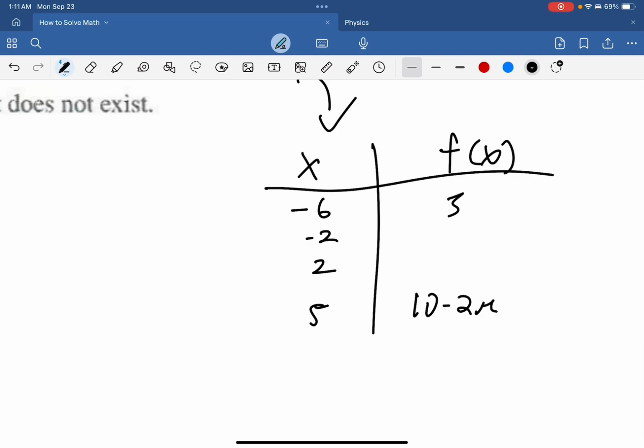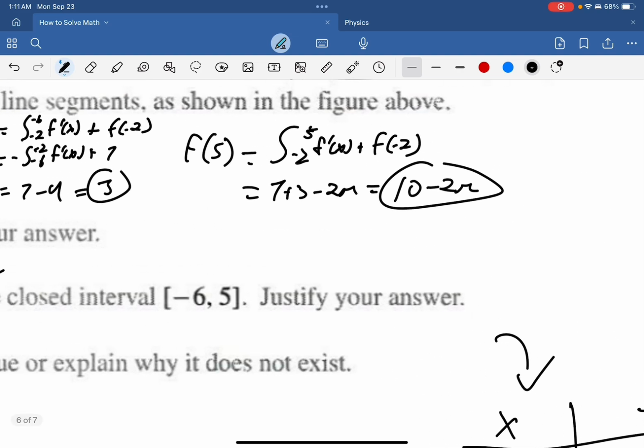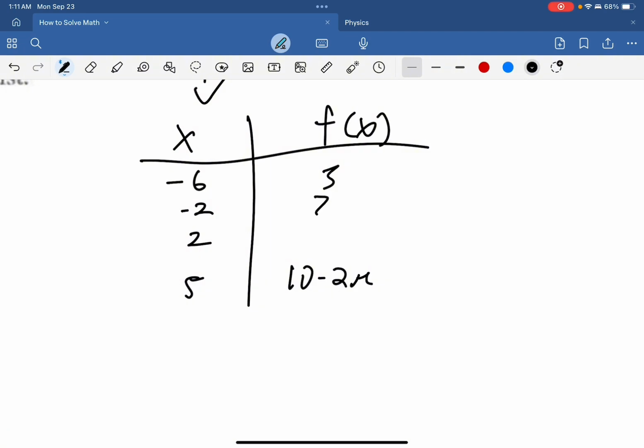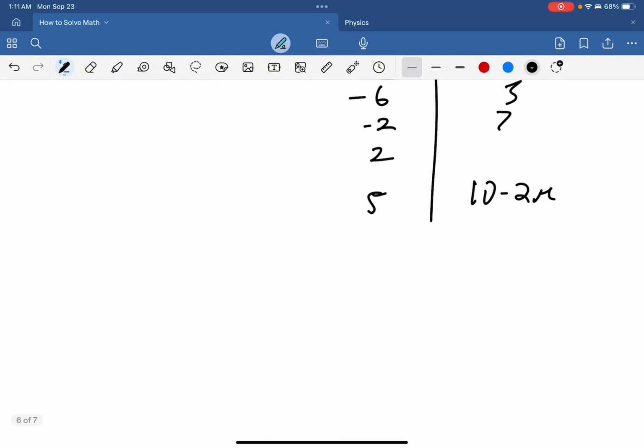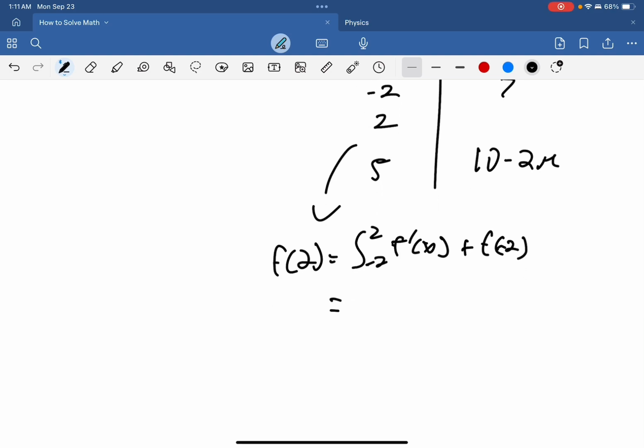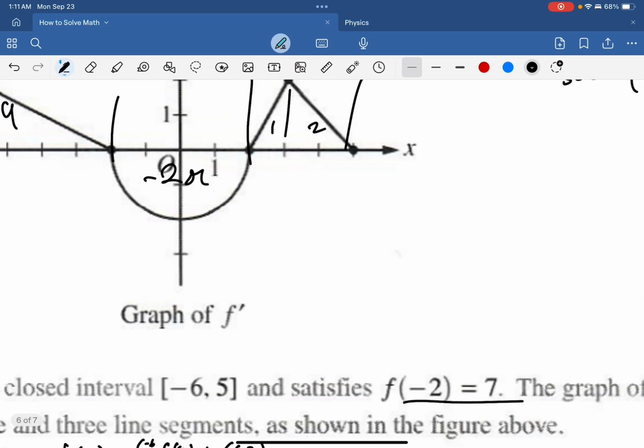Negative 2 and 2. And f of negative 2 we already know because the problem gives it to us, it's 7. We don't know f of 2 though. So let's do the same again. F of 2 is equal to the integral of negative 2 to 2 of f prime of x plus f of negative 2. So this is going to be, that's just 2 pi, right? Yeah.